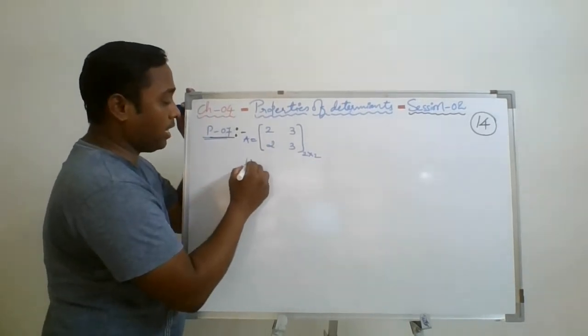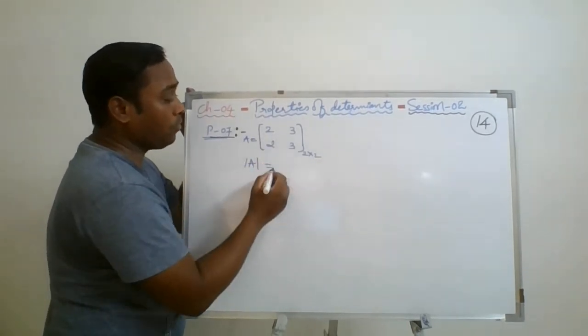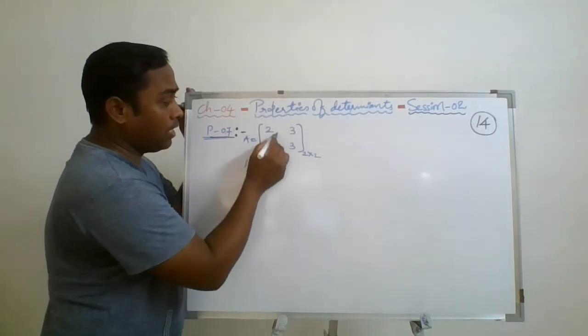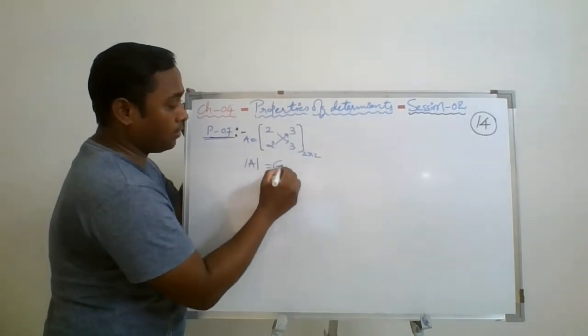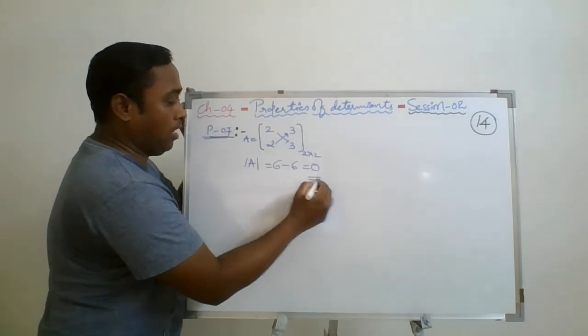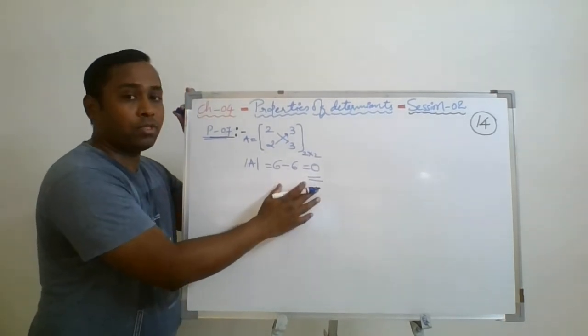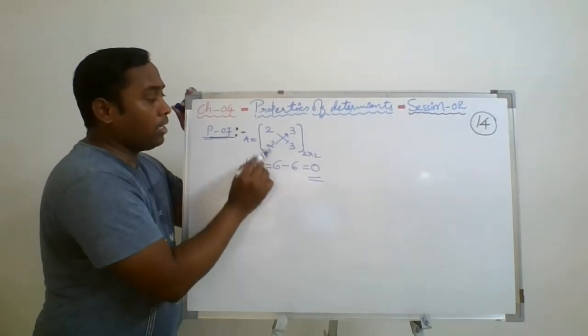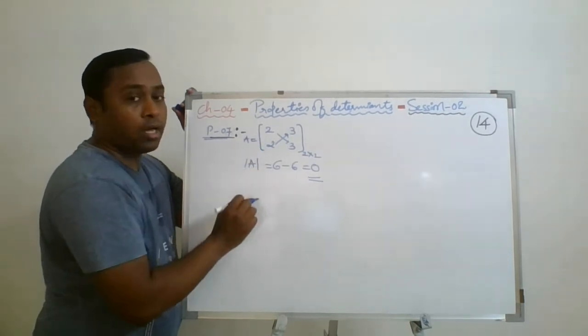So det A is what? What will you say that A value is? Simply 6 minus 6. It's 0. Why did that value become 0 here? Particularly, here the two rows or two columns are identical.